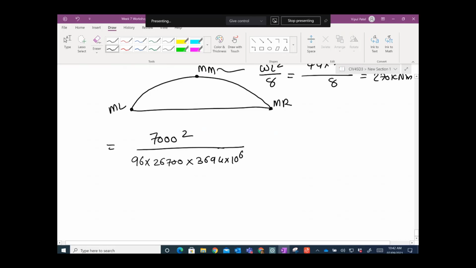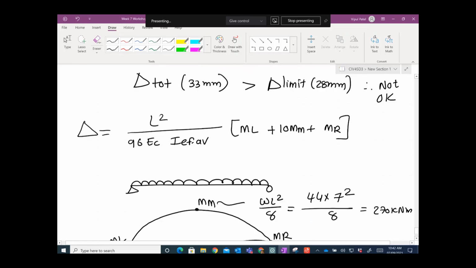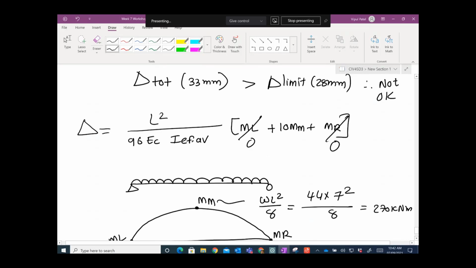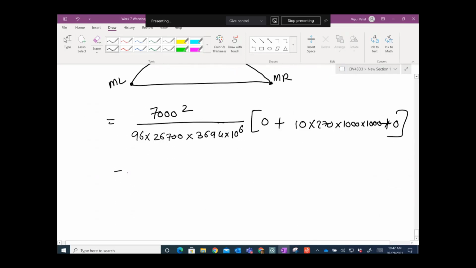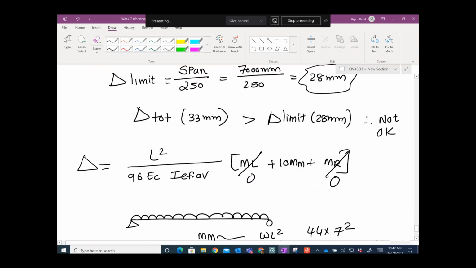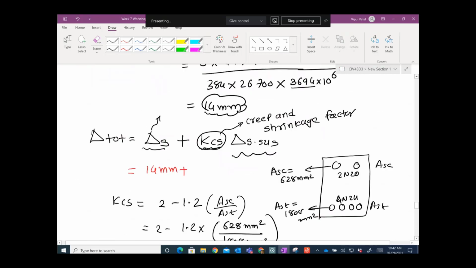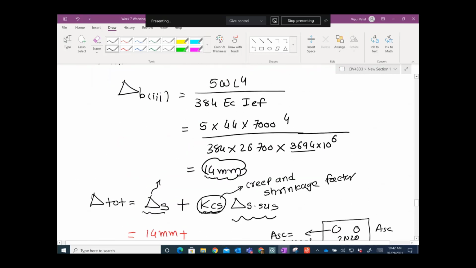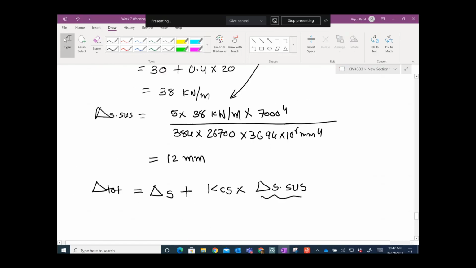You remember we calculated I effective. Left side moment is 0. The mid one is 270 times 1000 times 1000 to convert into Newton millimeter, plus right side moment is 0. Right? These are 0. So if you substitute that value, you get 14 millimeters. This is exactly the same that we calculated using, I think, the previous methods. So it's exactly the same thing.